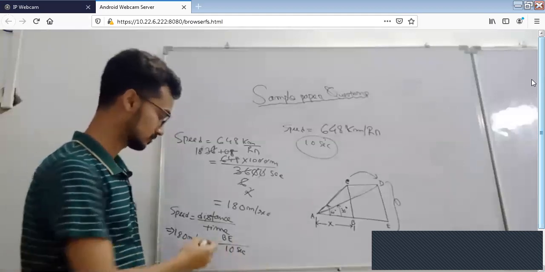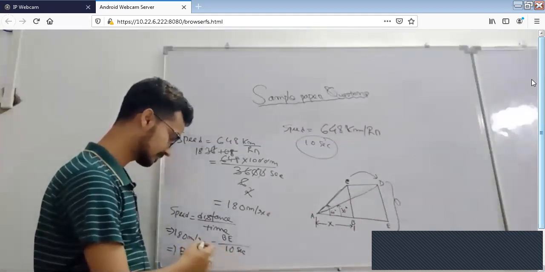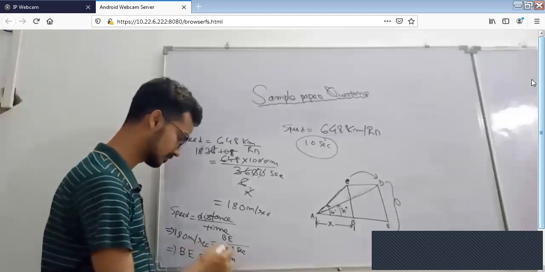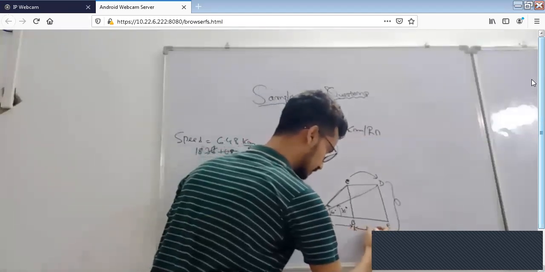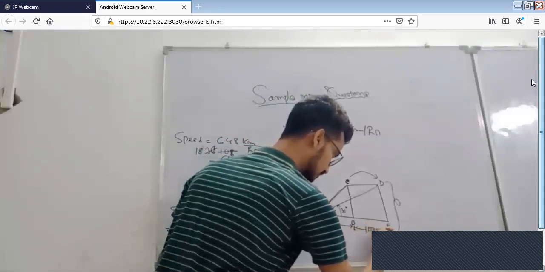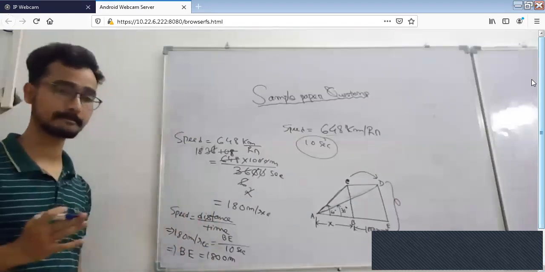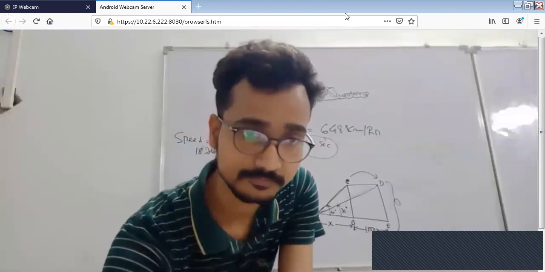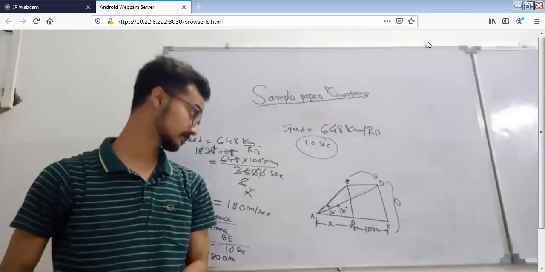Yes or no? So speed, so CD will be how much? Just cross multiply it, then second and second will get cancelled. So it will be 180 times 10. So 1800 meter. That means this distance we have found, 1800 meter. Okay, this we have found, 1800 meter. Is this up to here clear? Okay, this thing up to this thing clear?